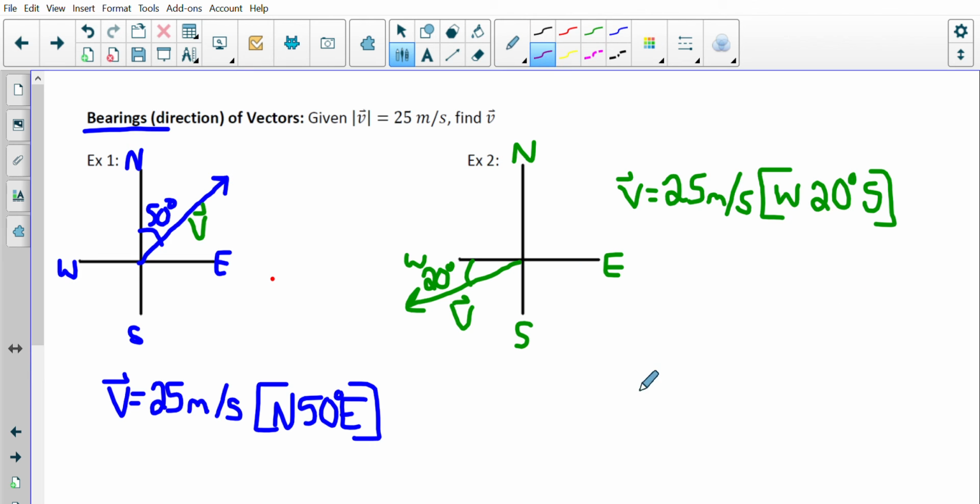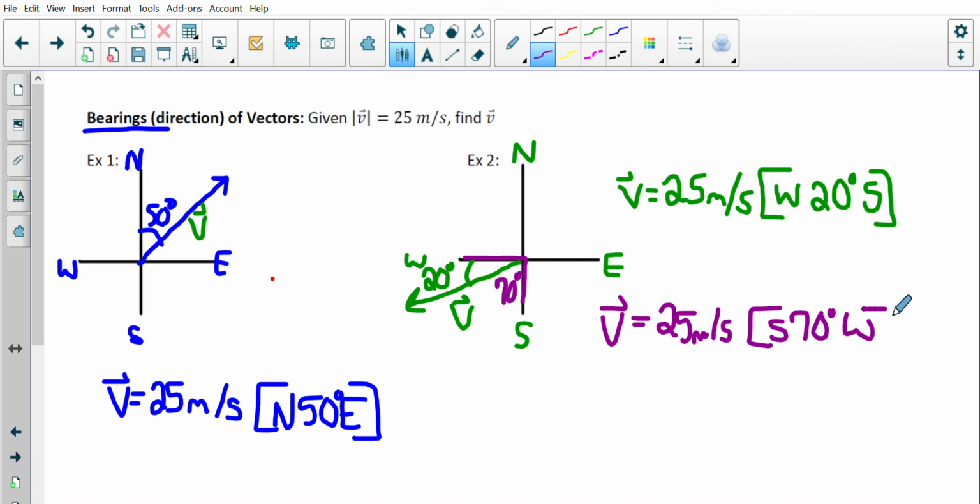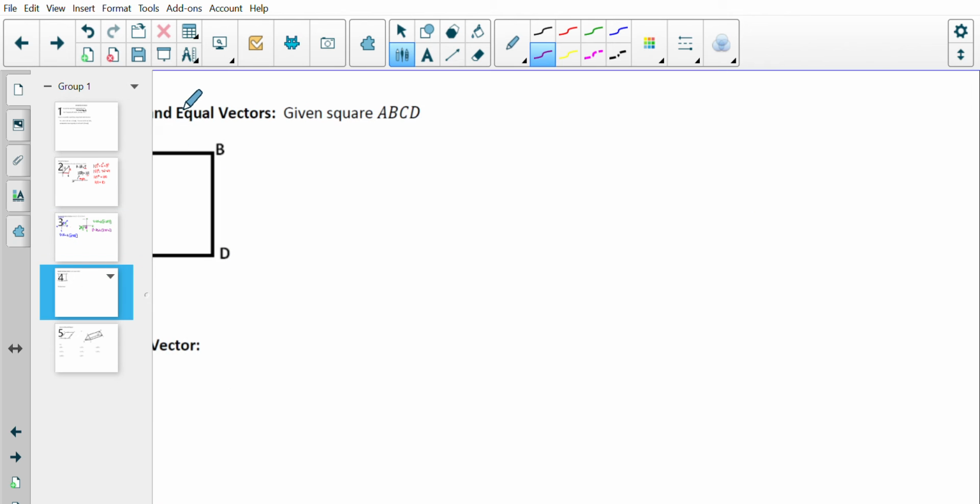Now, there's actually two ways you could define vectors, because we have a right angle here between west and south, so it's a 90-degree angle, which means it's 70 degrees right in here. And so really, I could also write down vector v as 25 meters per second, but I could also say, you could start at south and then move 70 degrees towards the west. There we go. So every vector can be represented two ways. The magnitude is not going to change, but your direction, you can change your perspective.